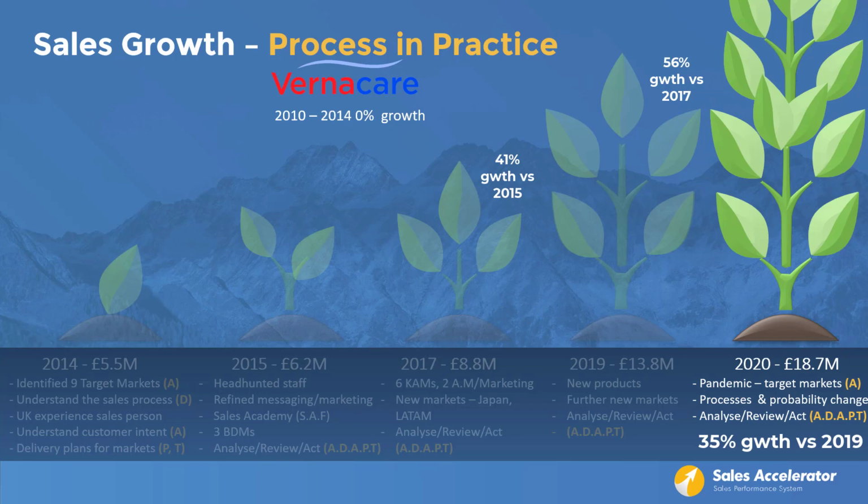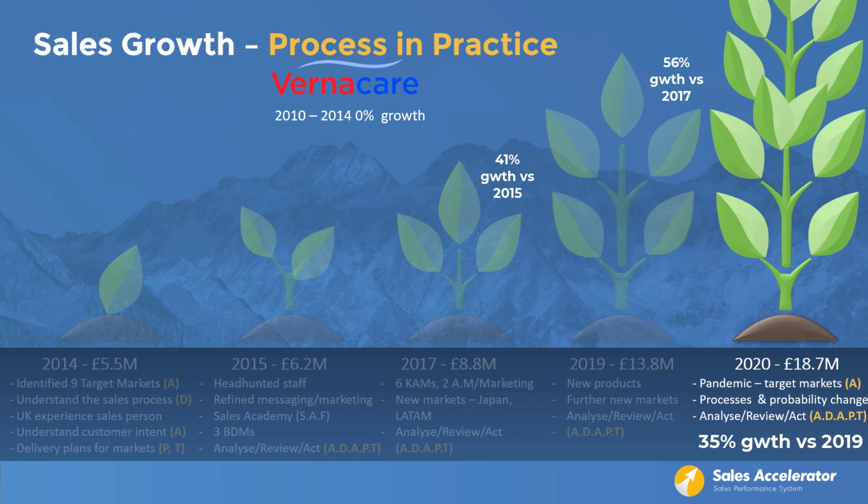This is what we could describe as a compelling event. And Ivernicare is a healthcare company. So you then have to review what's going on. The processes and the probability also changed. So you can't just use what you were using 2 or 3 years ago, even a year ago. You have to continually be reviewing and acting and adapting. That's why it's so key.